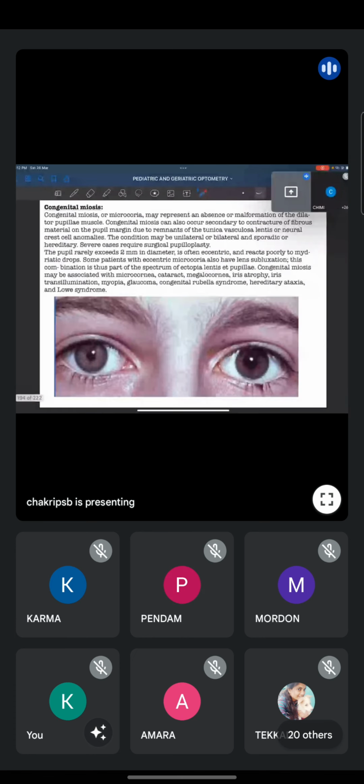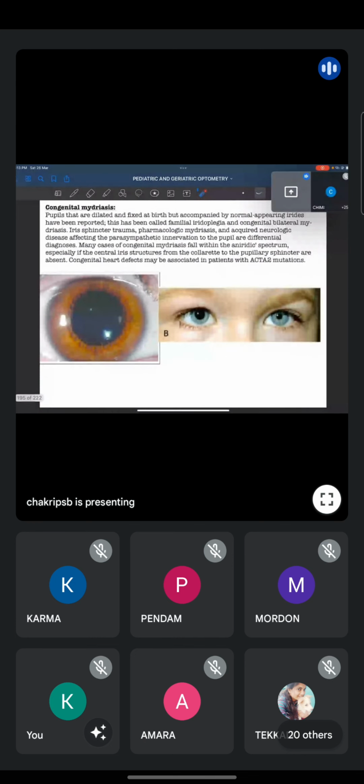And next is congenital miosis. In normal people, the pupil is 3 to 4 mm, the normal size of a human being. But coming to congenital miosis, these people have a pupil size that is very small compared to normal. Miosis means it will not be dilating; it will always be constricted compared to the normal eye. Okay, so mostly its size will only increase to about 2 mm. Okay.